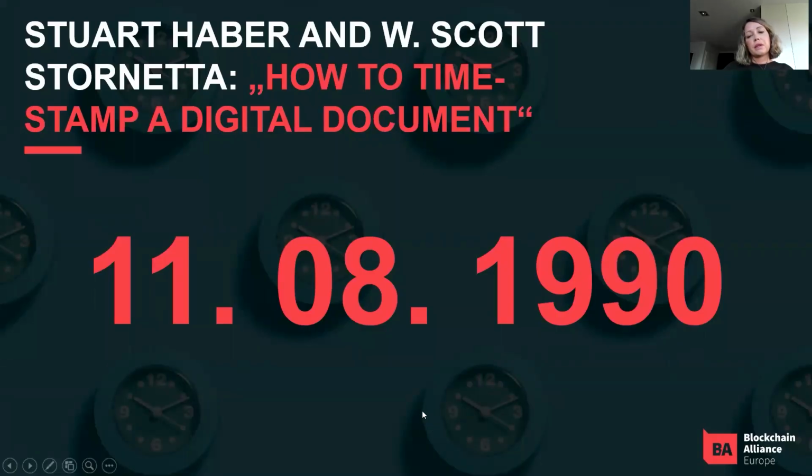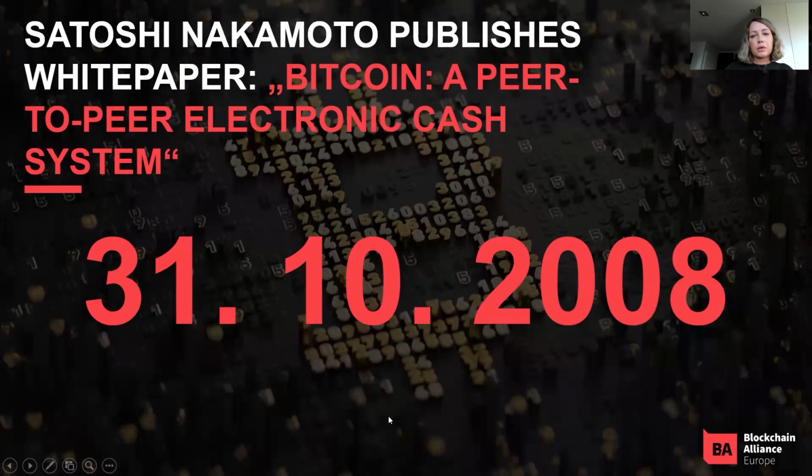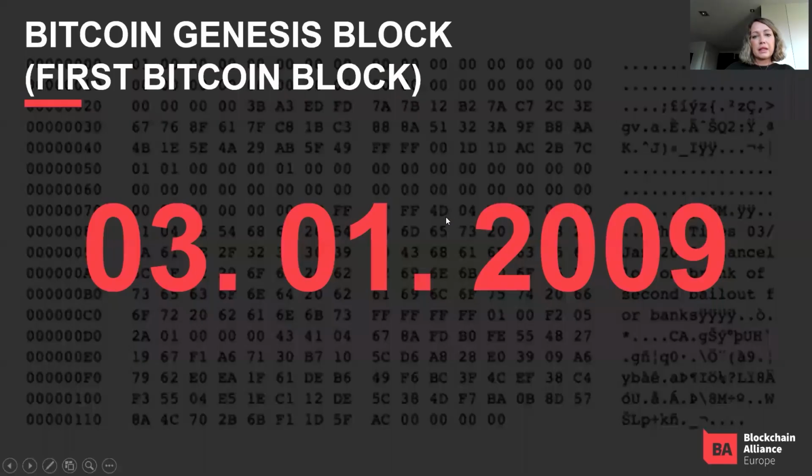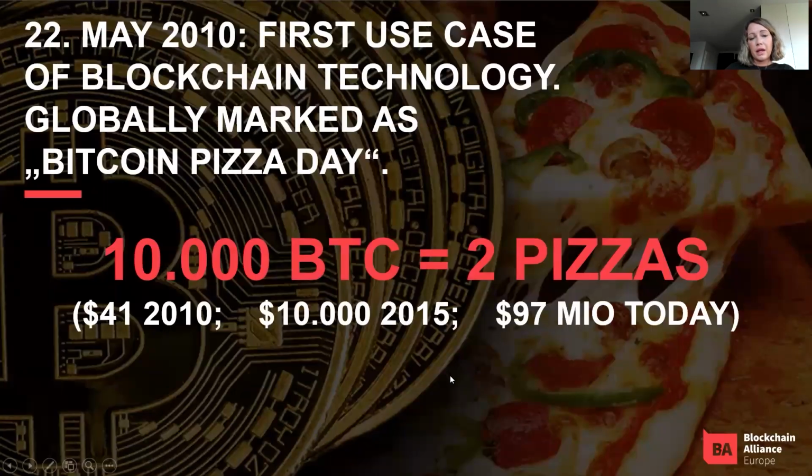The idea of encryption was presented by Stuart Haber and Scott Stornetta in 1990 in the document How to Time-Stamp a Digital Document. This was somehow the basics. And also Satoshi Nakamoto, who published the white paper Bitcoin: A Peer-to-Peer Electronic Cash System, heavily referenced that first document of Stuart Haber and Scott Stornetta. And yes, in 2008, Satoshi Nakamoto published the white paper, and this was the base for the first Bitcoin Genesis block that happened in 2009. And there was no use case for a long time, for 1 year.